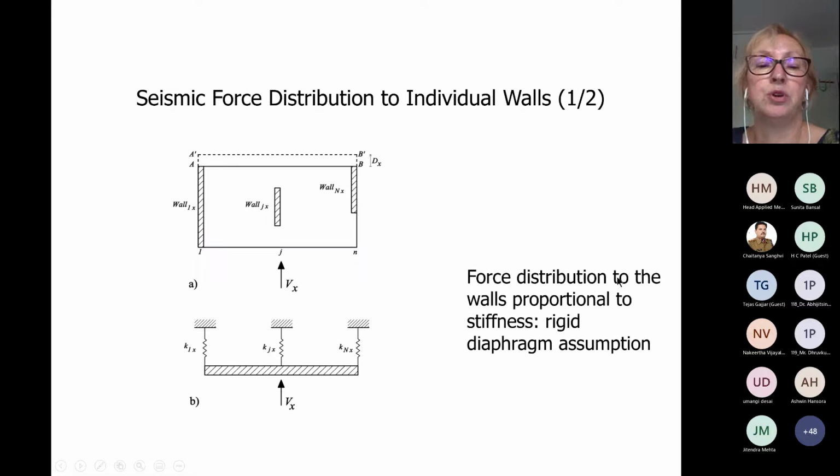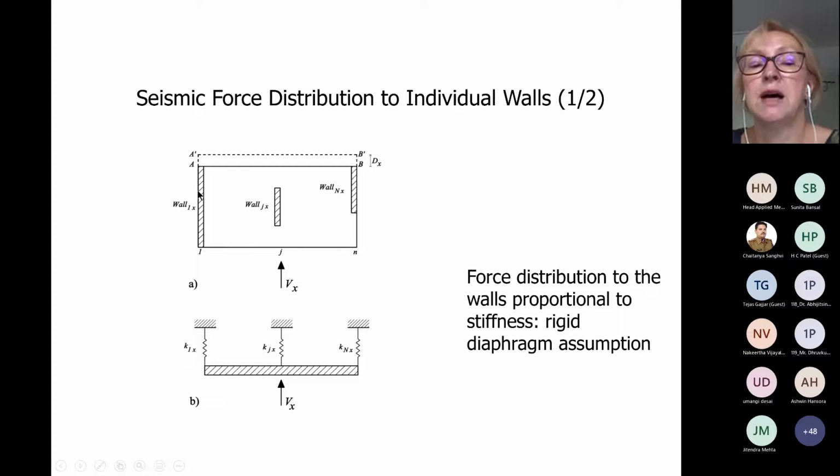Now the next thing is at that level. Let's imagine this is the ground floor of a very simple building with 3 walls. And we have the seismic force acting in this direction, that is the force Vx. And we have these 3 walls, let's call them I, J and N. We consider the walls for this purpose. The question is, how do we determine the seismic force which is applied by the earthquake to these different walls?